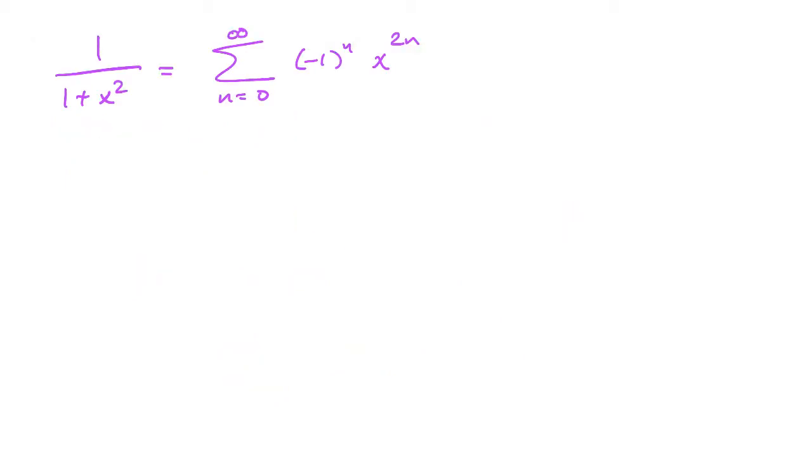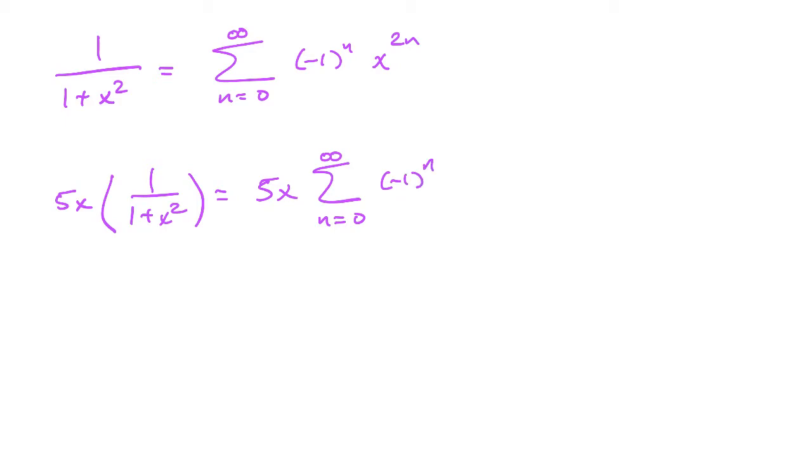Okay, so we've got our expansion of 1 over 1 plus x squared looking like minus 1 to the n times x to the 2n. We need a 5x in there, so we just multiply by 5x on both sides. In that case, for the sum from n equals 0 up to infinity of minus 1 to the n, x to the 2n, I can bring the 5x inside. And so I end up with a power series expansion.